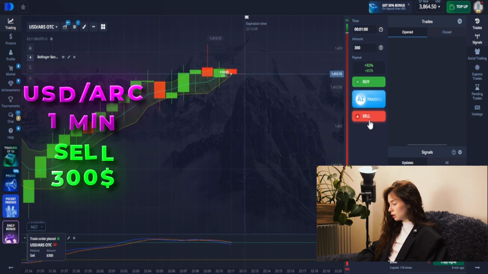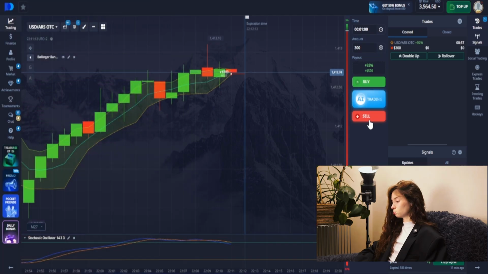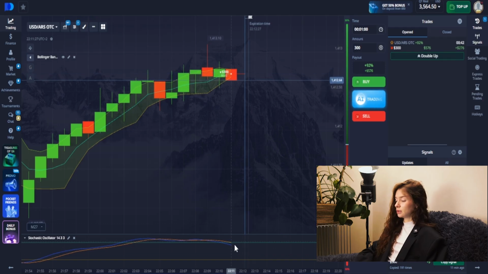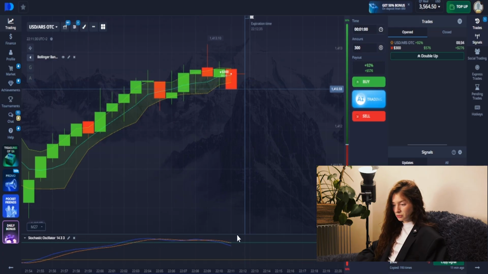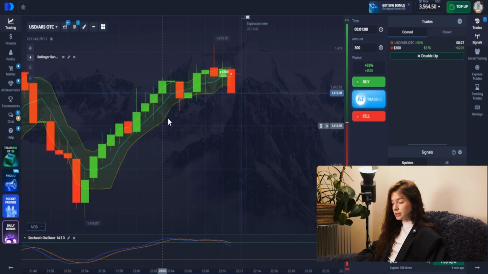Open the order and watch how the situation develops. We opened a sell trade. Price is moving sideways with some pulses. Here it crossed 80 and started moving down. You can see that both indicators clearly showed a sell setup. Nothing on the chart suggests a sharp move up.